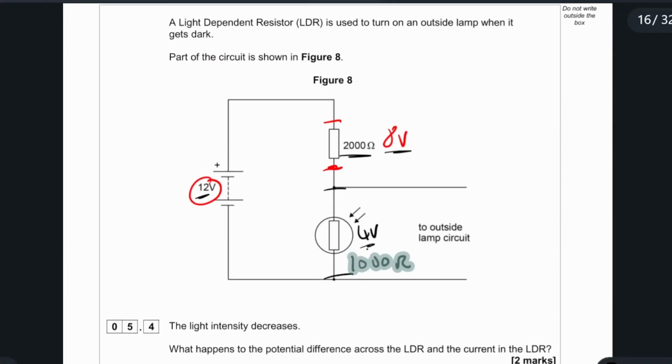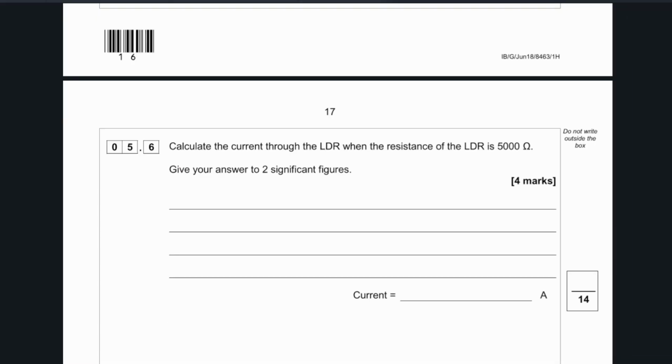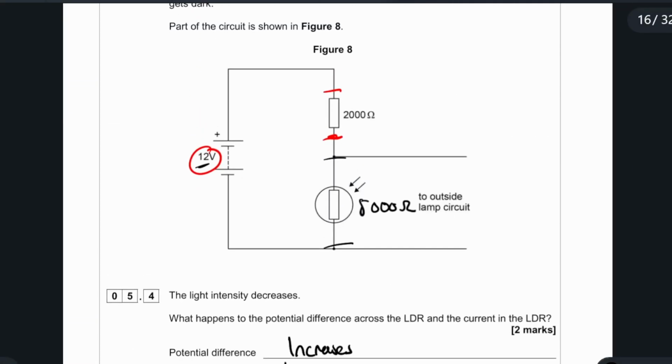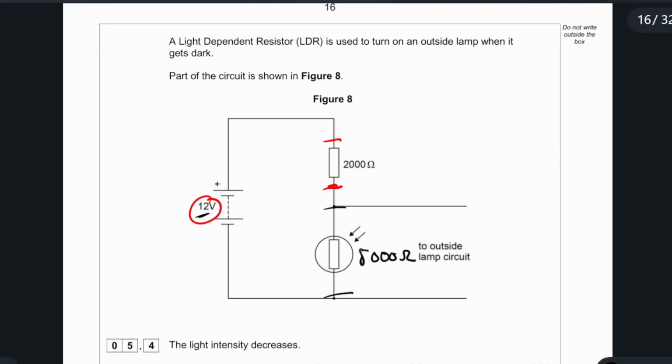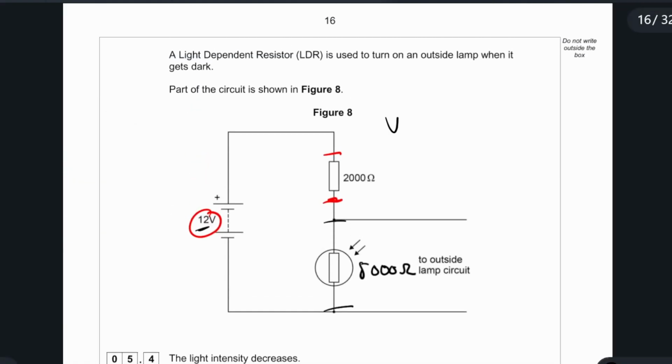And so let's scribble this out. So this time we're told that the resistance is 5000 ohms. So first of all, we can work out the total current in the circuit by using V equals IR on the whole circuit. So if you could write this out.